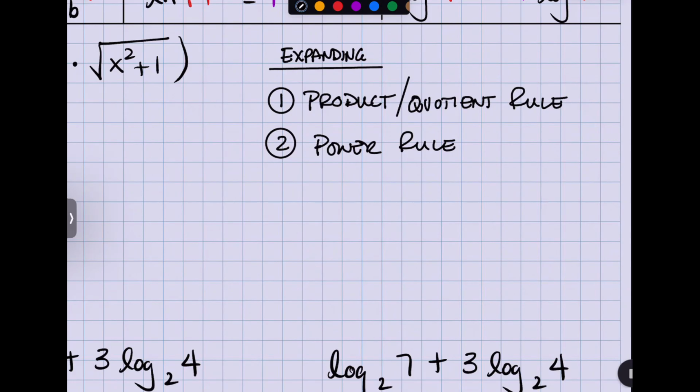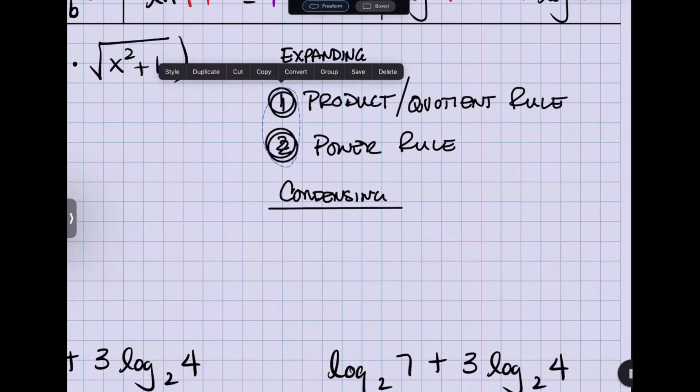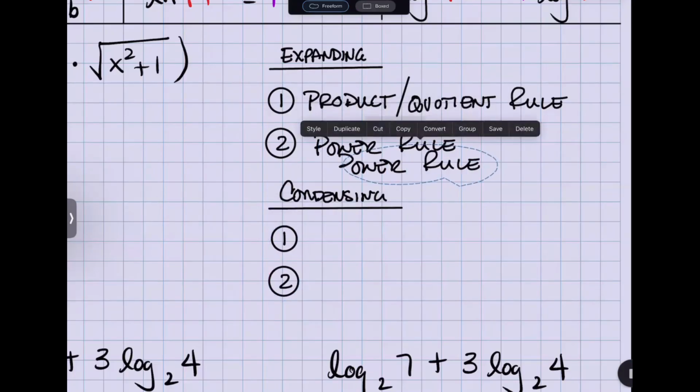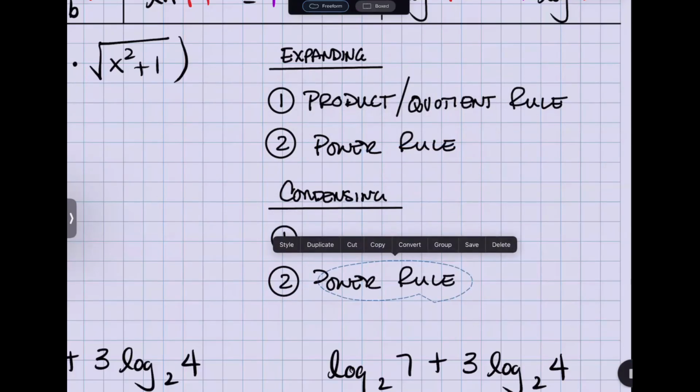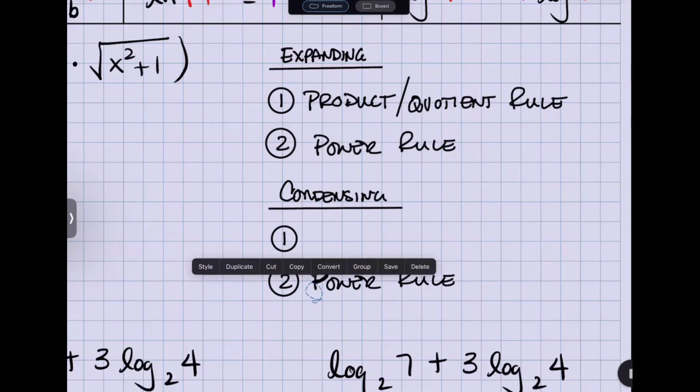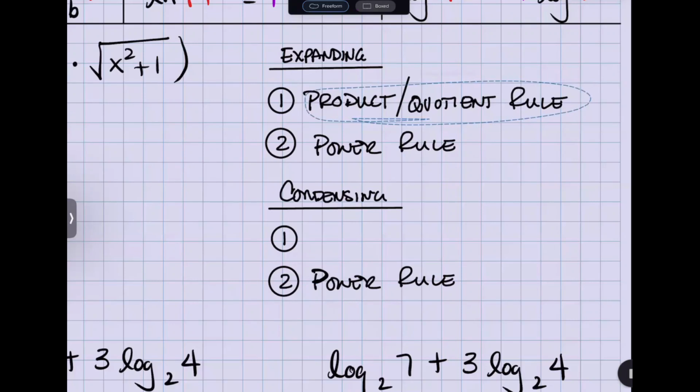And with condensing, it is exactly opposite. You're going to deal with the power rule first. Then you're going to use the product and quotient rule.